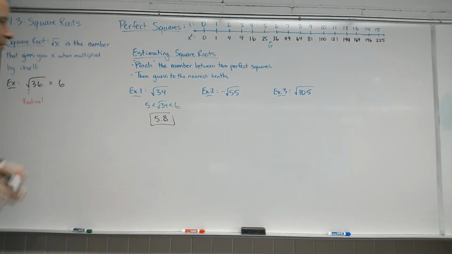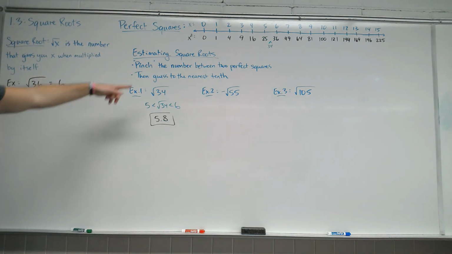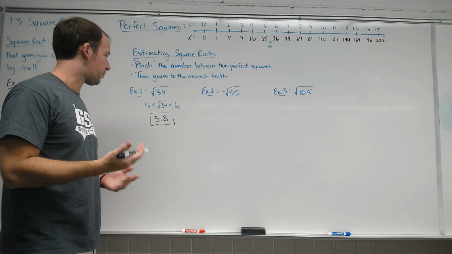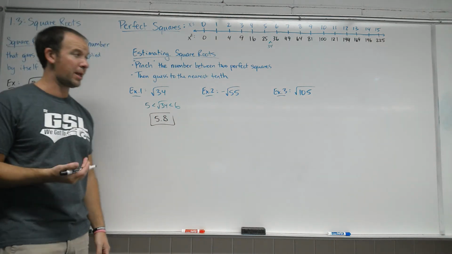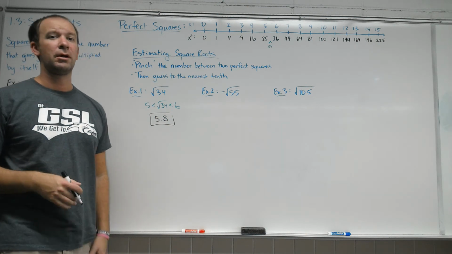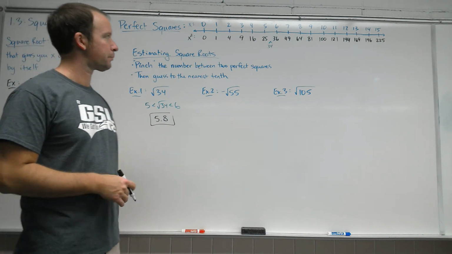5.8, perfect. And again, you could punch the square root of 34 into a calculator. You will probably get 5.8 something. So your estimate will actually be pretty accurate for just being a guess with a little bit of practice.